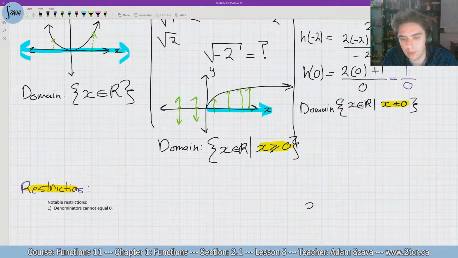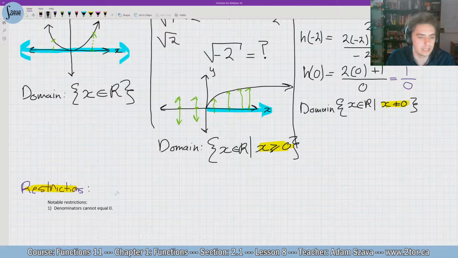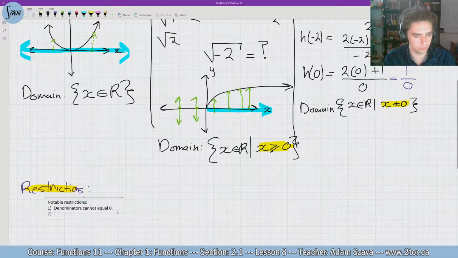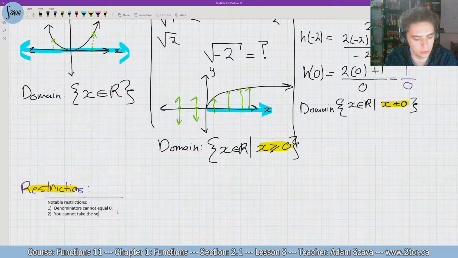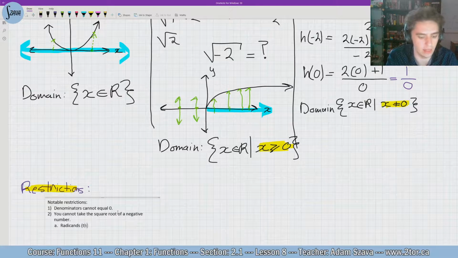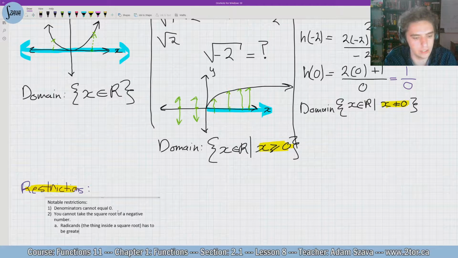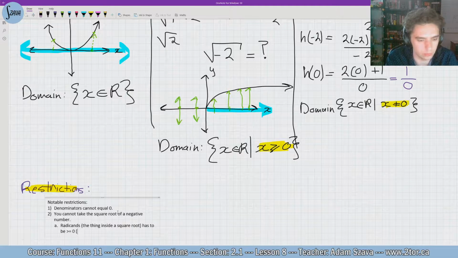Okay. So there we have that. That's our first restriction, that the denominators can't be 0. And then I already mentioned the second restriction, which is that you cannot take the square root of a negative number, which essentially means radicands. Radicand is the thing inside a square root, and it has to be greater than or equal to 0. And I'll just write that out in words. Greater than or equal to 0.